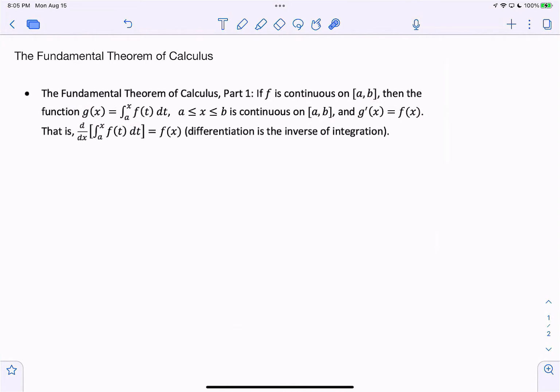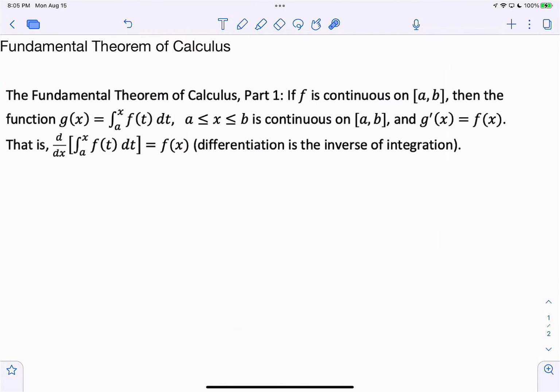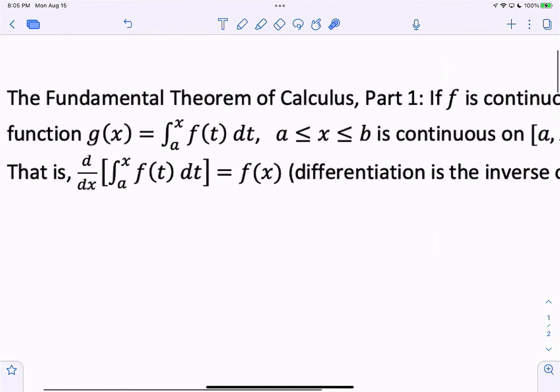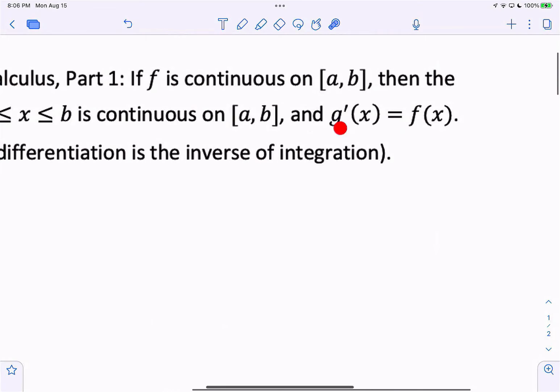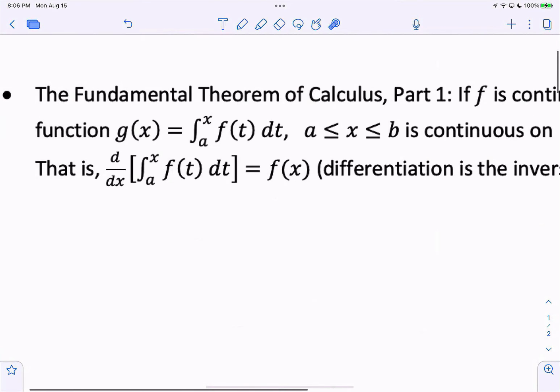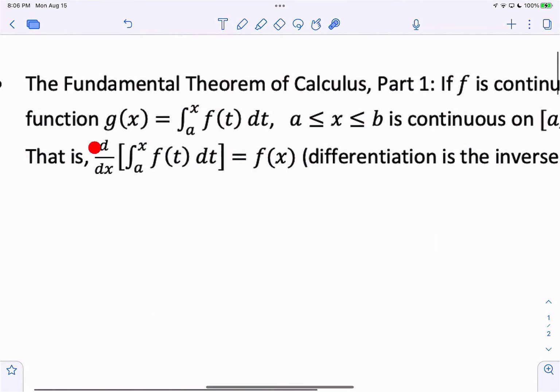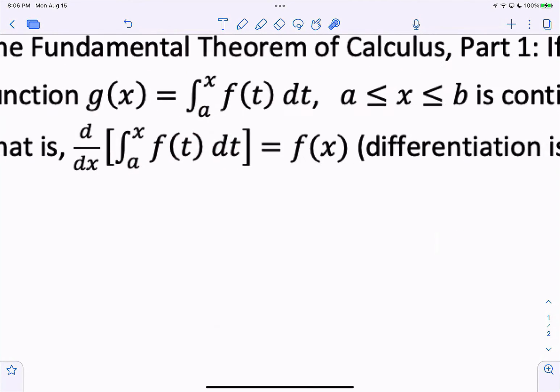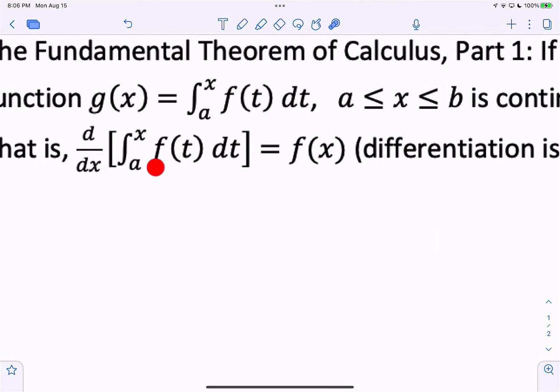That is to say that if I take this function here and differentiate it, g prime of x is equal to f of x. So the derivative with respect to x of g is like the derivative of this integral. Don't worry about the t right now. What this says is if I take a function f and I integrate it and then differentiate it, I get back what I started with, f.